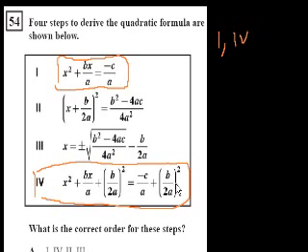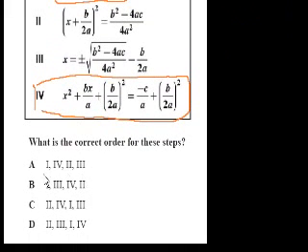And then it is equal to, and then they just simplified this fraction. They found a common denominator and all the rest. And so the next step is step 2, and then all you have left is step 3, and you've pretty much derived the quadratic equation. So 1, 4, 2, 3. That's choice A.